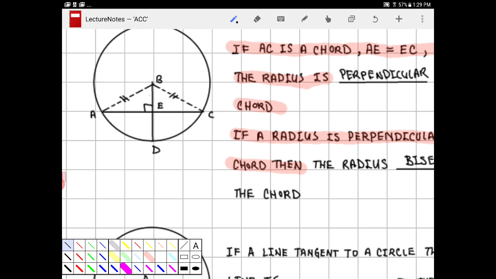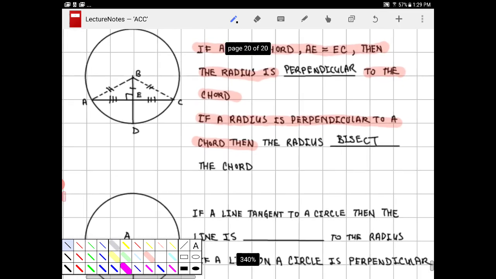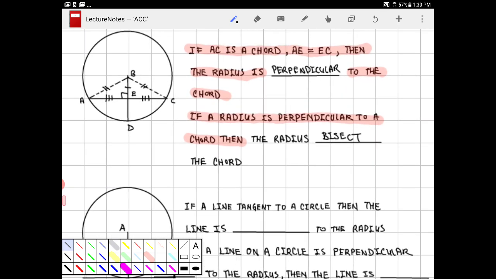We also know that this segment here, BE, will be congruent to itself. So if you look at this, and you're told that BD is perpendicular to AC, the radius is perpendicular to the chord, so therefore I have two right triangles. These two triangles are going to be congruent because of hypotenuse leg. And because they're congruent, we can conclude that those two segments must be congruent. So AE must be congruent to EC, or in other words, the radius will bisect the chord.